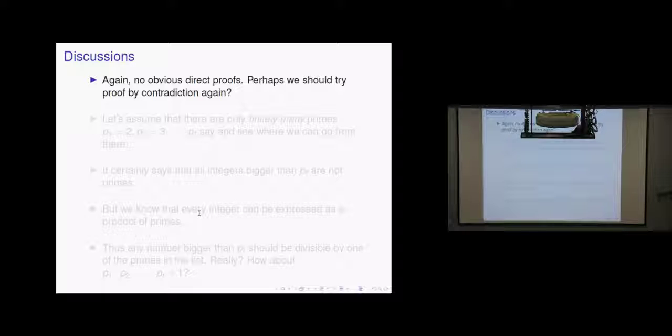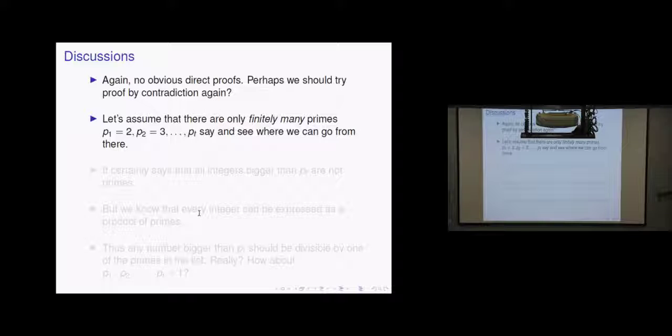Again, let's try to see how the argument goes. Again, obviously, there's no obvious direct proof. How do I show there are infinitely many primes? Can I give it to you in one shot? It's very, very difficult, right? So perhaps we should try to use proof by contradiction. Now, what is the negation of the statement? The claim is there are infinitely many primes. The negation will be there are only finitely many primes, right?